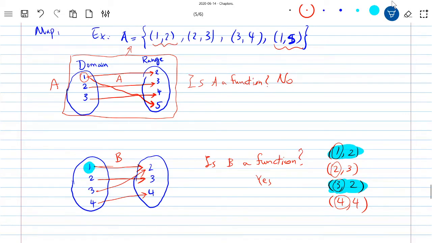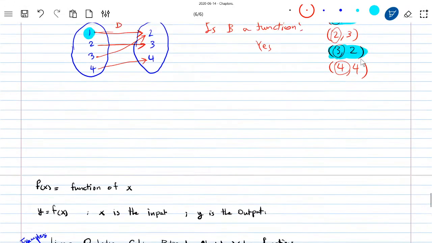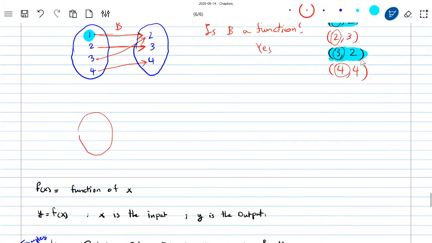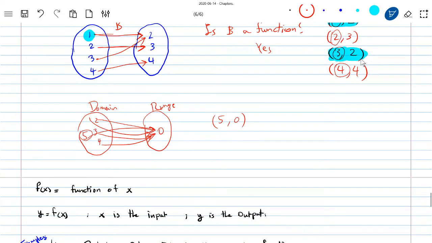That means your set could be something like this: 1, 2, 3, 4, 5, all these numbers can go to 0. This is not an issue either. It's still a function, because for every point that I pick in the domain, if I pick 5, what is the y value? 0. There's only one y value.